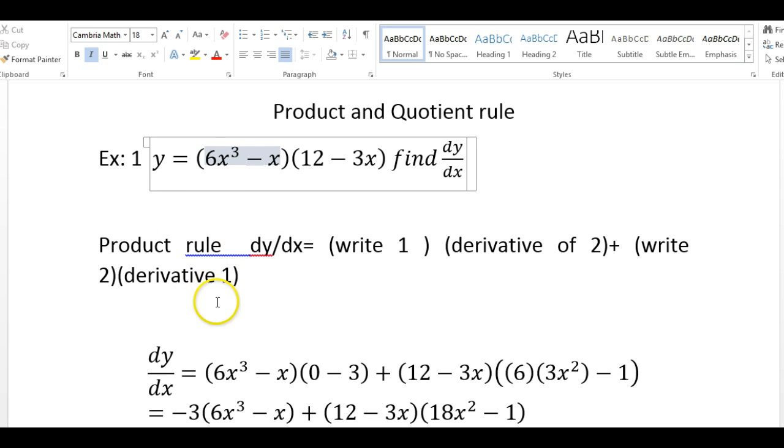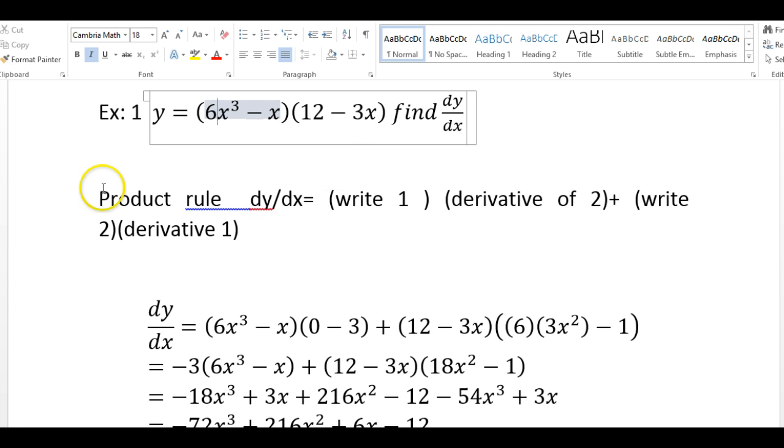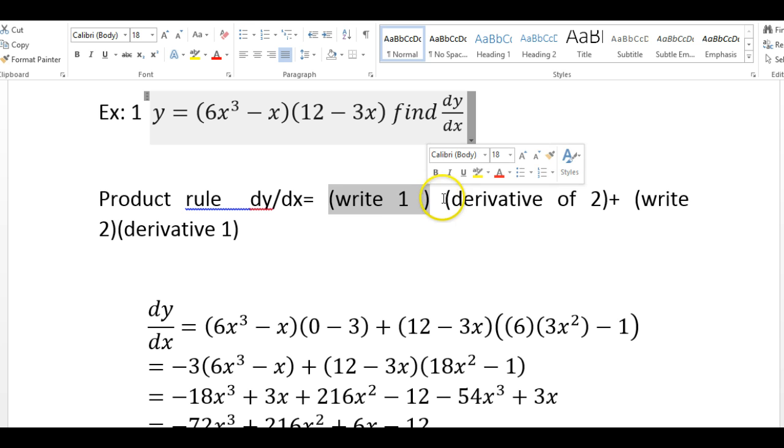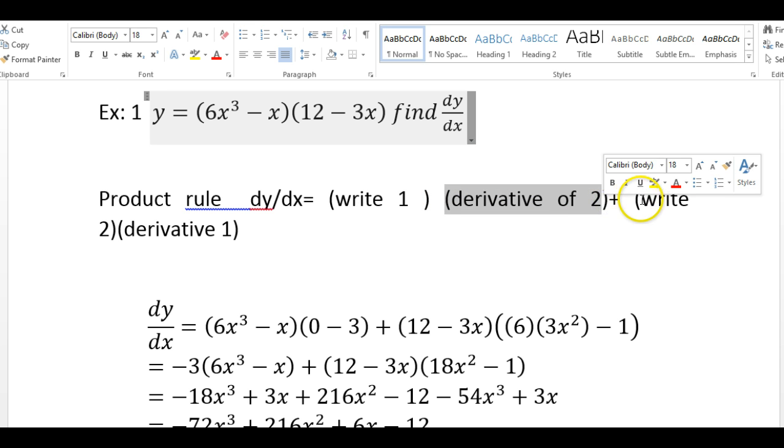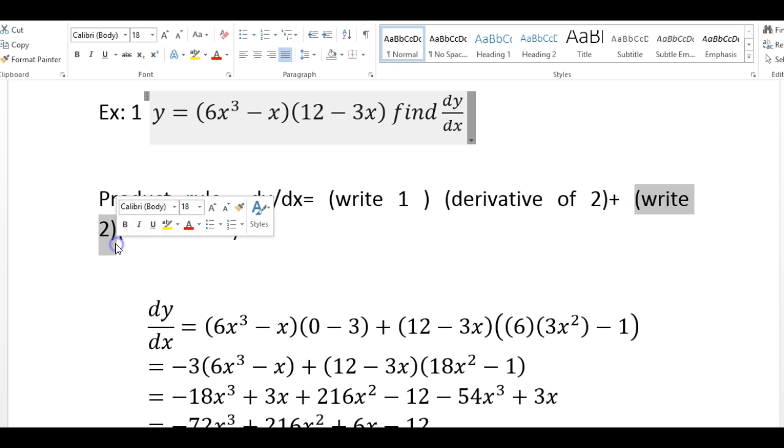So now let me take the derivative. We have two pieces here. If I call this piece the first piece and this piece the second piece, the rule is very simple to understand. The derivative is equal to: write the first piece, that means without differentiating, just write the first piece, multiply that by the derivative of the second piece, plus write the second piece and then multiply that by the derivative of the first piece. Okay, so once again, write 1, derivative of 2, plus write 2, derivative of 1. When I say write, you just write it without doing anything.